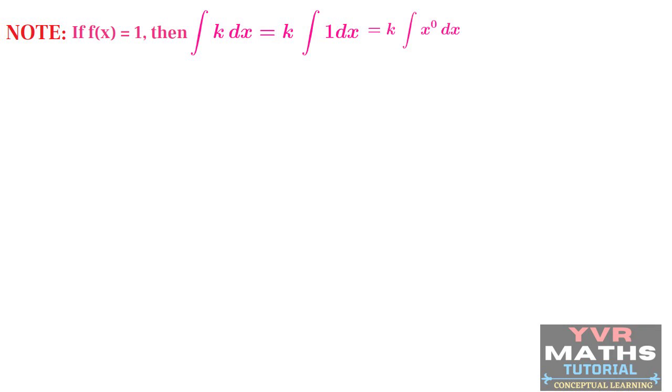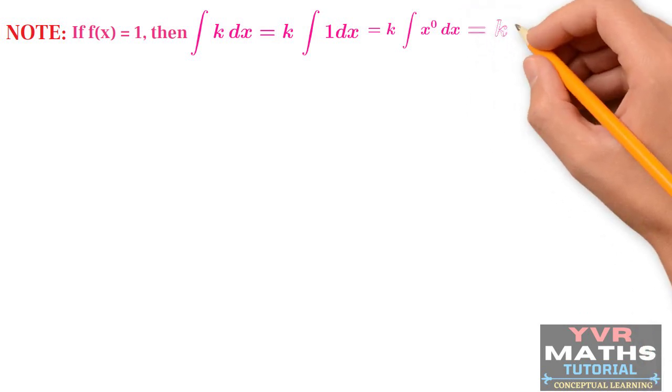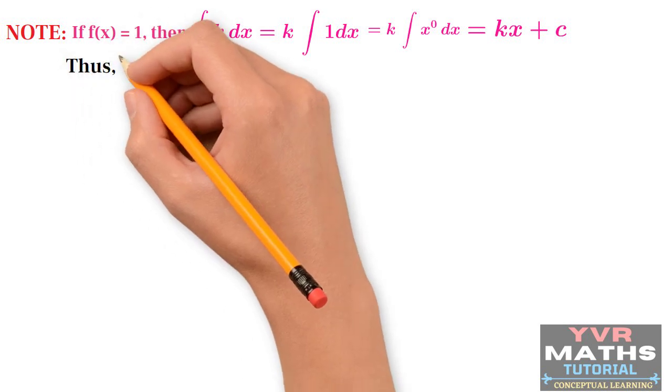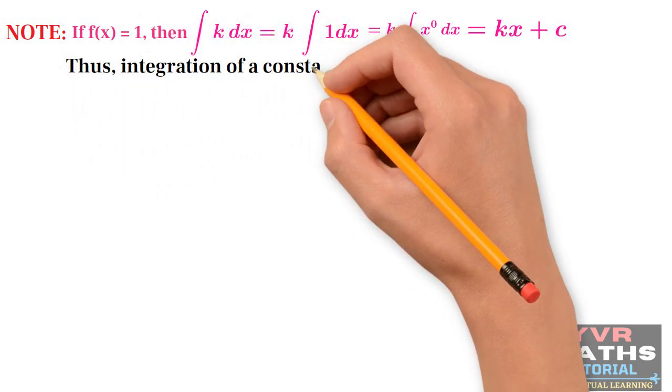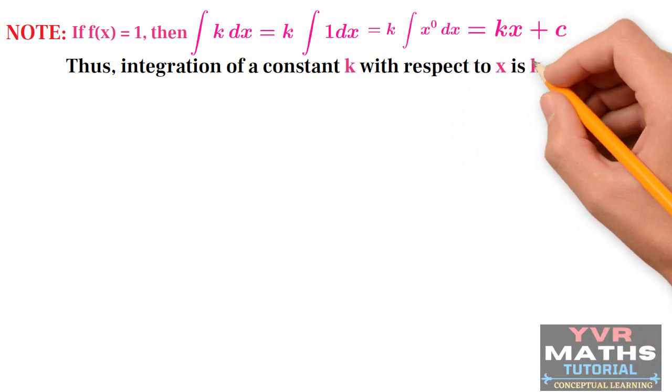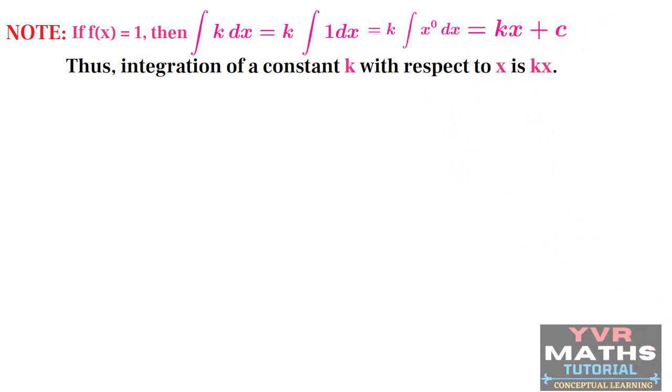You know what is the integral of x power n? x power n integration is x power n plus 1 by n plus 1. By using that formula, what will you get here? The integral of x power 0 is x only. That is equal to kx plus c. That means the integration of constant k with respect to x is kx. The integration of the constant 2 with respect to x is 2x. The integration of the constant 5 with respect to x is 5x. Like that we can use this property or note point. That means the integral of any constant is constant into x plus c.